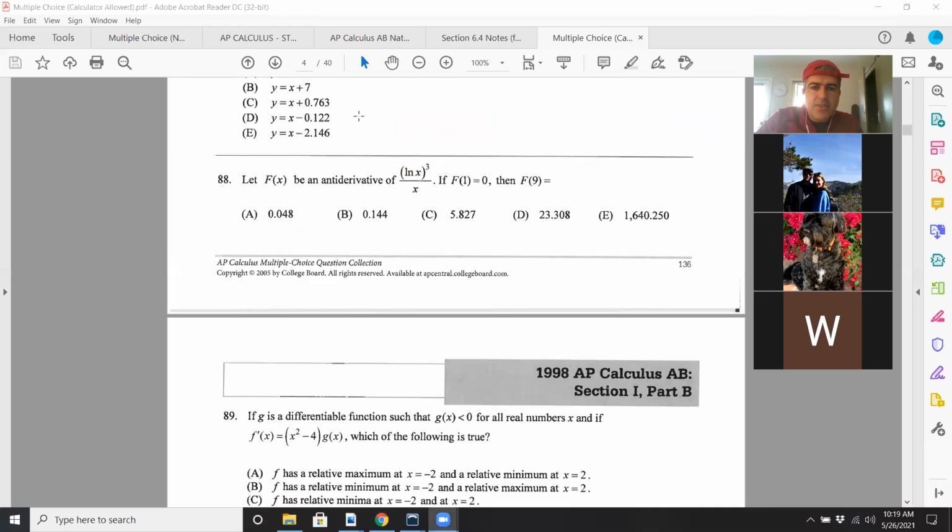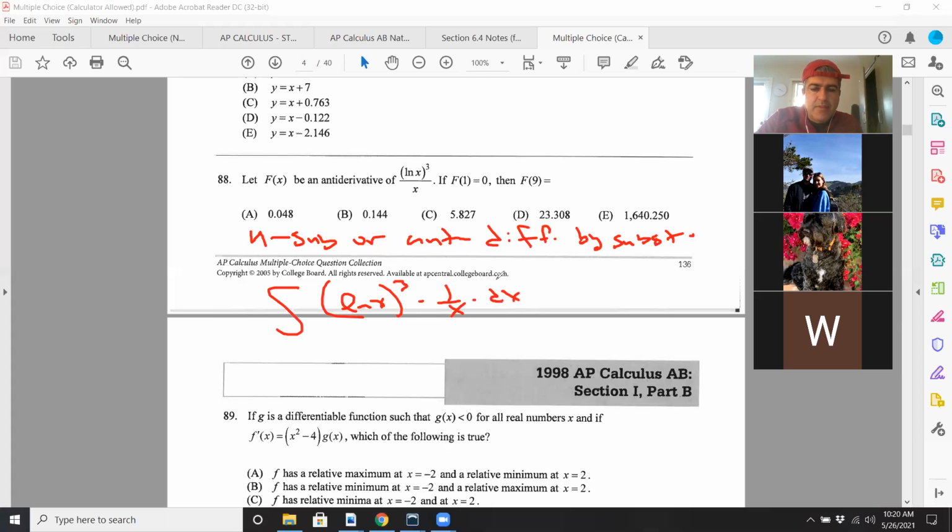Now, this is actually kind of good practice, for something that you haven't seen yet. There's something called u-substitution, or antiderivatives, or anti-differentiation by substitution. You could technically have done this. It would have taken longer, but you're integrating natural log of x cubed times 1 over x, and then dx.